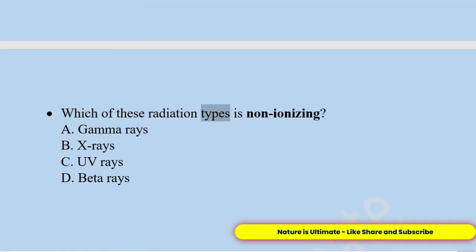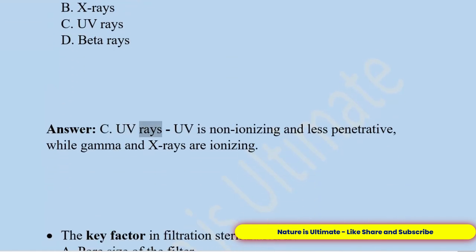Which of these radiation types is non-ionizing? A. Gamma rays. B. X-rays. C. UV rays. D. Beta rays. Answer: C. UV rays. UV is non-ionizing and less penetrative, while gamma and X-rays are ionizing.